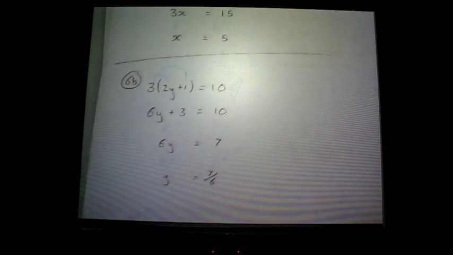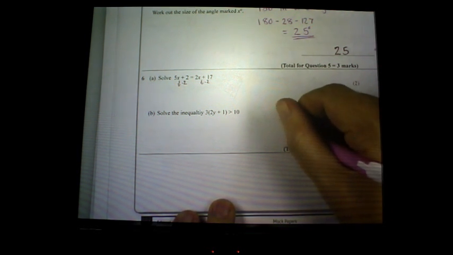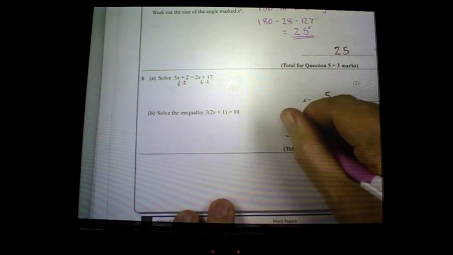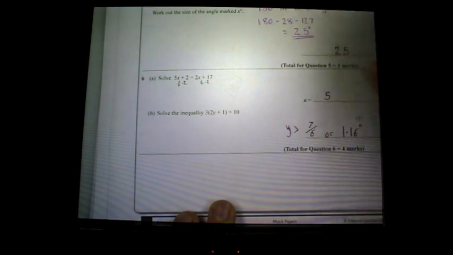Or when you do your answer for that one, it should say something along the lines of, you put in y, don't put equals, you need to replace that sign there. Put it as a fraction or as a decimal, it's up to you.